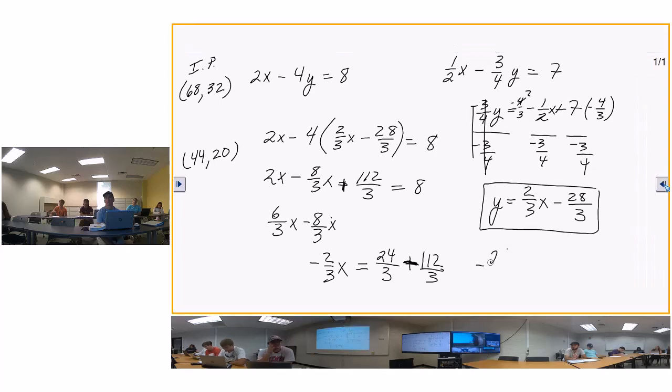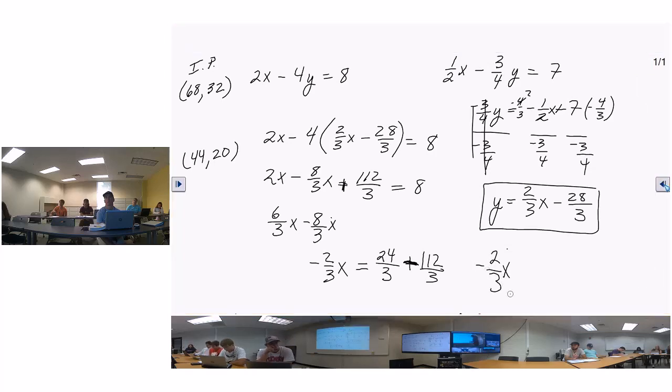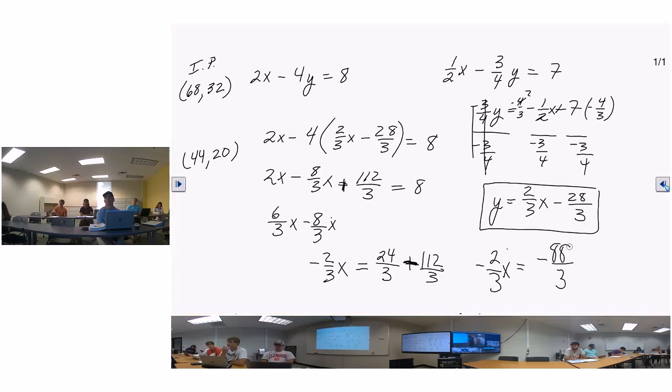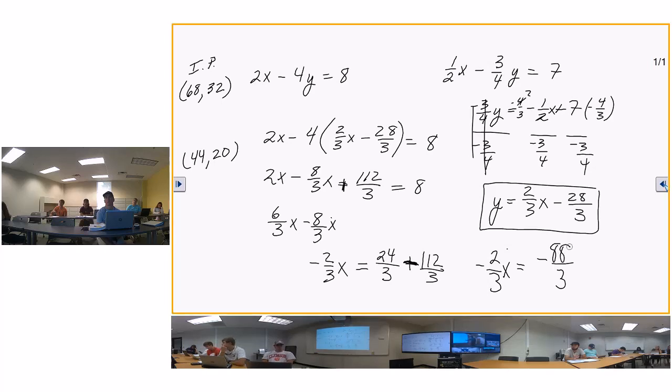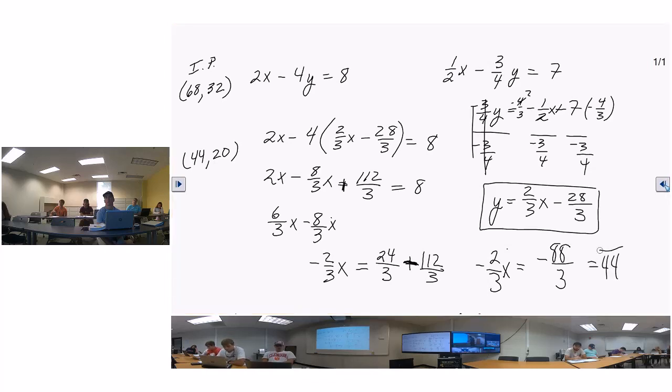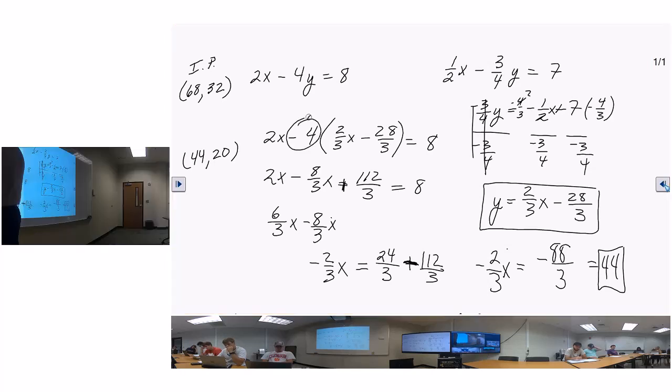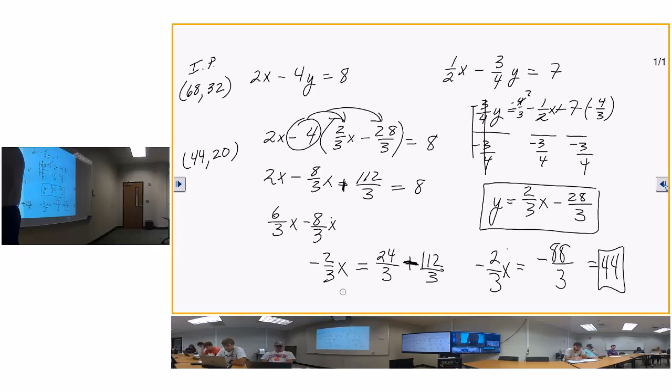Negative 2/3. I get one remark. That's it. 2/3 x is equal to negative. Somebody tell me what 24 minus 112 is. I'm terrible at subtracting. Negative what? 88. 88? That looks a whole lot better. And the 3's cancel and you get 44, right? Thank you, whoever saw that, thank you. Negative 4, and that's a common mistake. I just made it. Remember, it's what happens when you don't put your arrows. I always put my arrows, and I didn't do it that time.